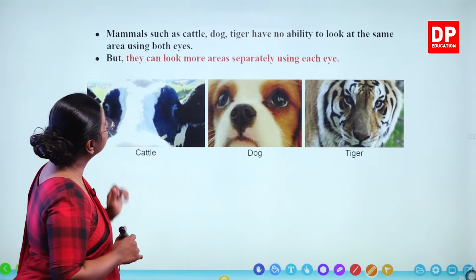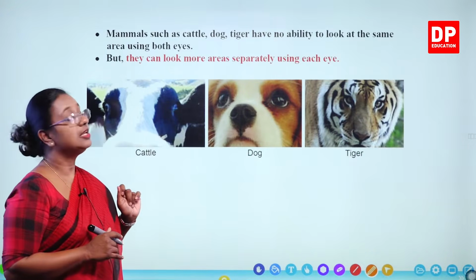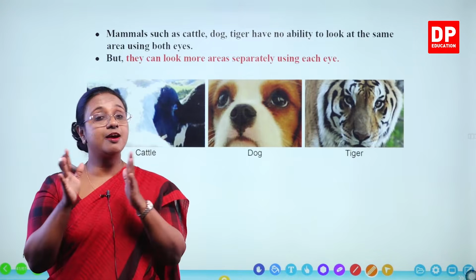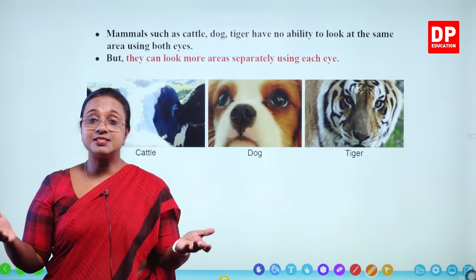So they can look at more area separately using each eye. Now we look at the same area with both eyes. That gives us a clear vision.